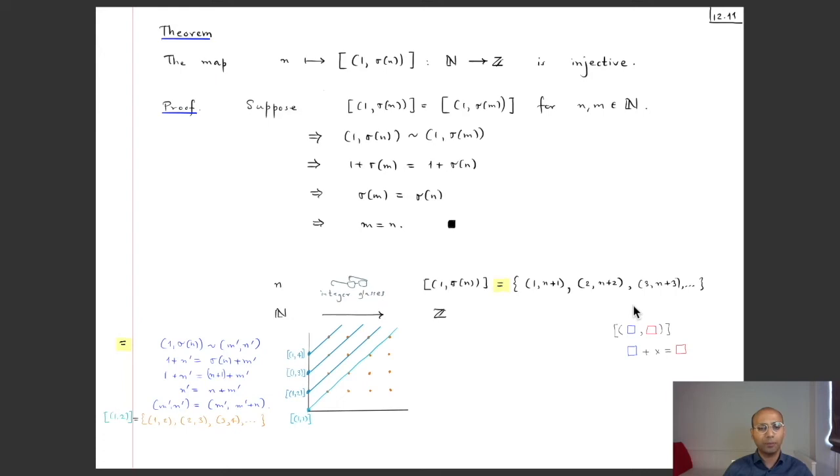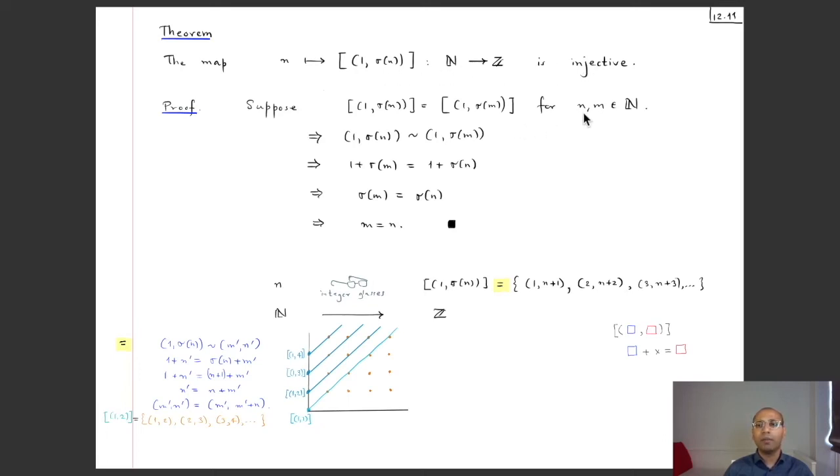So it makes sense. Let us check that this map is an injective map, so that whenever you have two different natural numbers, then their images as integers are also different. So here is the theorem. The theorem says that the map from N to Z, which sends a natural number n to the integer which is the equivalence class containing the ordered pair 1, sigma n, this map is injective.